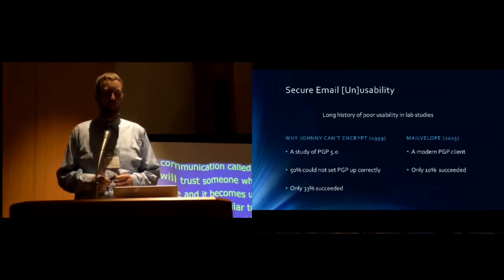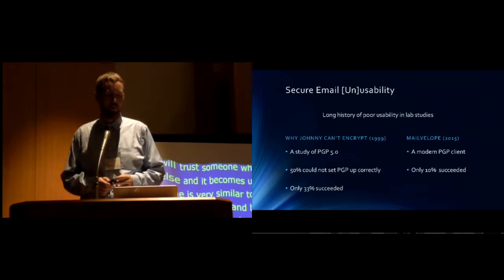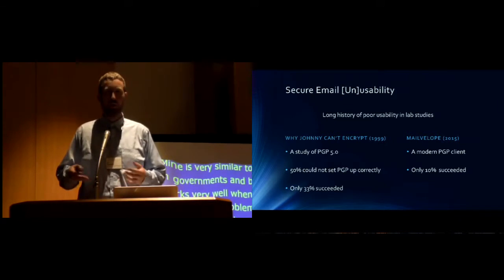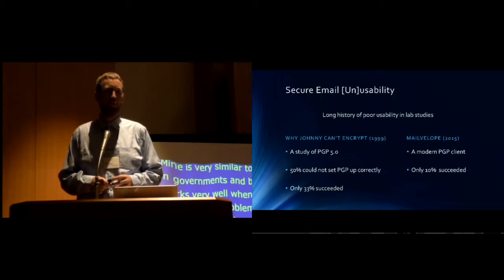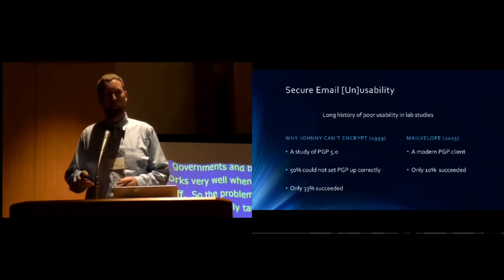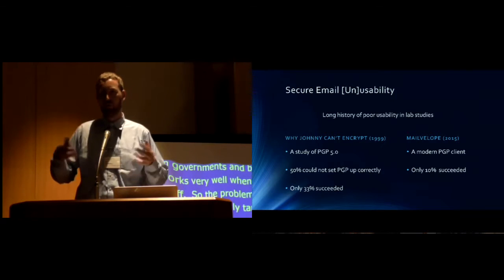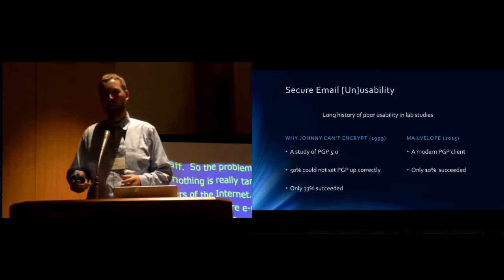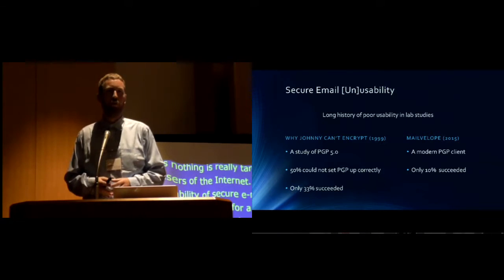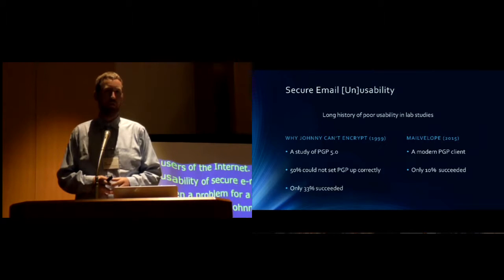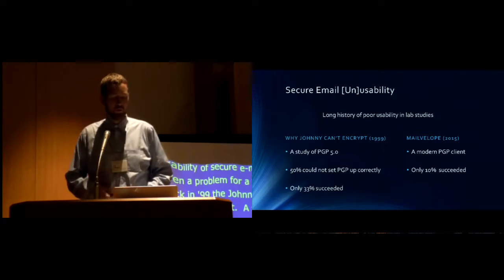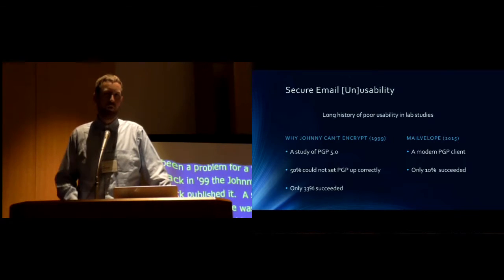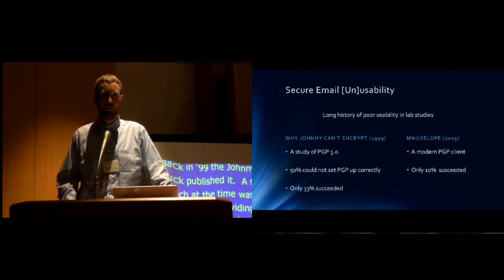So as far as the usability of secure email goes, it's been a problem for a very long time. Back in 1999, the Why Johnny Can't Encrypt paper was published, which really opened up the field of usable research in secure email. It was a study of PGP 5.0, which at the time was the most touted platform for providing secure email functionality. And they found that half their users couldn't even set it up properly, and only a third of them were able to successfully send encrypted messages using the system. More recently, we evaluated the Mailvelope tool, which is a modern PGP client, and we got even worse results. Only 1 in 10 users were able to successfully use it.